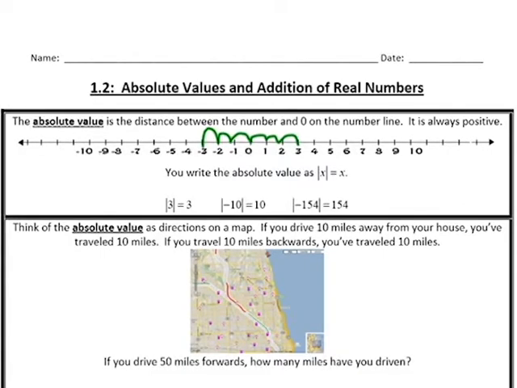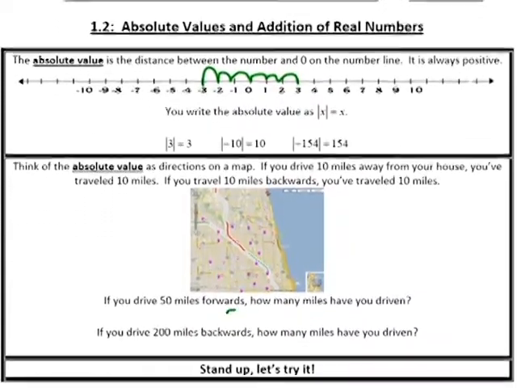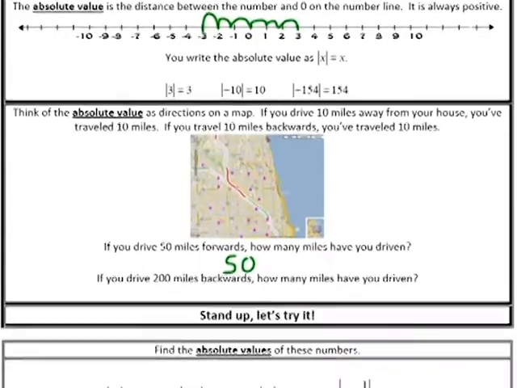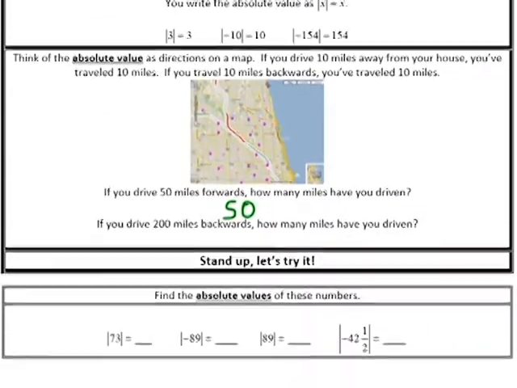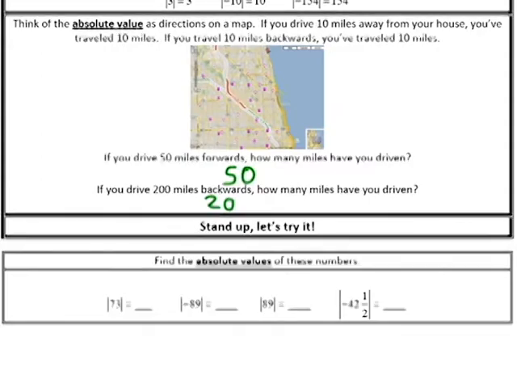Think of the absolute value as direction on a map. You drive 10 miles away from your house, you travel 10 miles. If you travel 10 miles backwards, you travel another 10 miles. Never negative. If you drive 50 miles forward, you've driven 50 miles. It's not 50 miles backwards, forwards, negative, doesn't matter. It's all positive distance. 200 miles backwards, you've still driven 200 miles. That's why cars don't have negatives on their odometer. On your own, give these 4 a try. Feel free to pause.